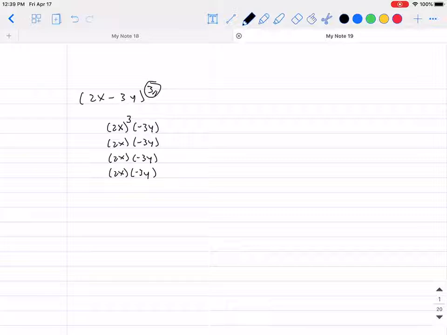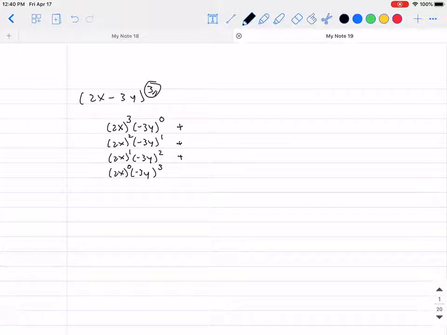So for the first term, you have an exponent of 3 for 2x, and that means you will have the 0 exponent for the negative 3y. Then the next one will be 2 and 1, then the next term the exponents will be 1 and 2. Finally, for the last one, the exponent for 2x will be 0 and the exponent for negative 3y will be 3. Those are the variable parts of each of the monomials that will add up to be this binomial. In the end, we're going to add all of these together.